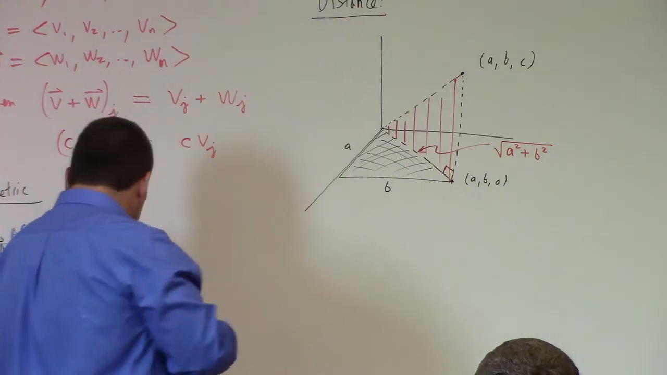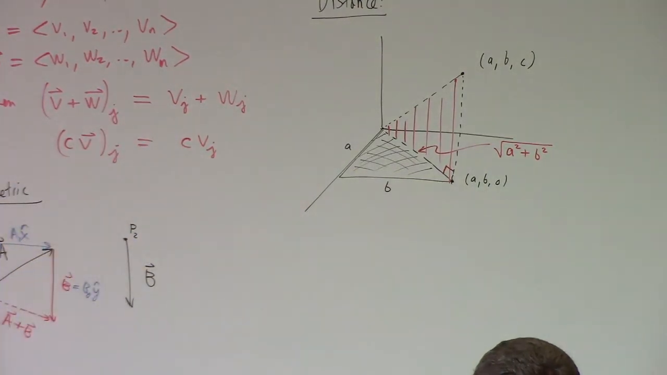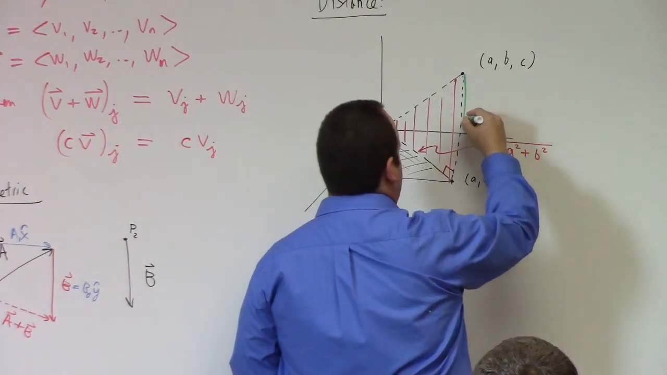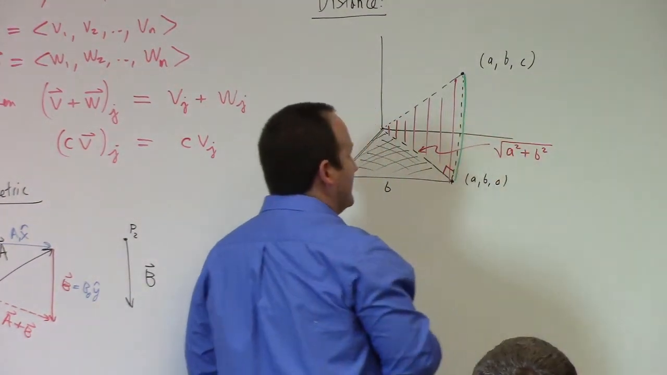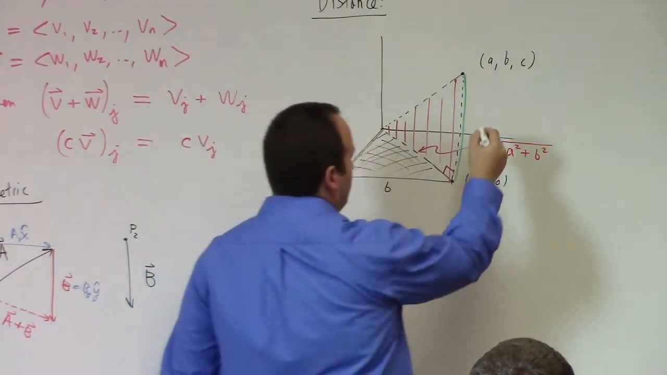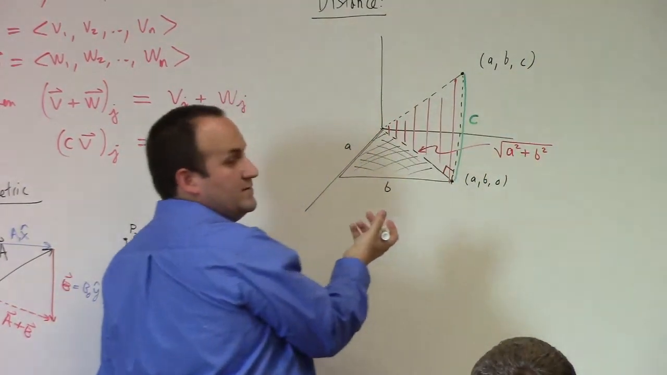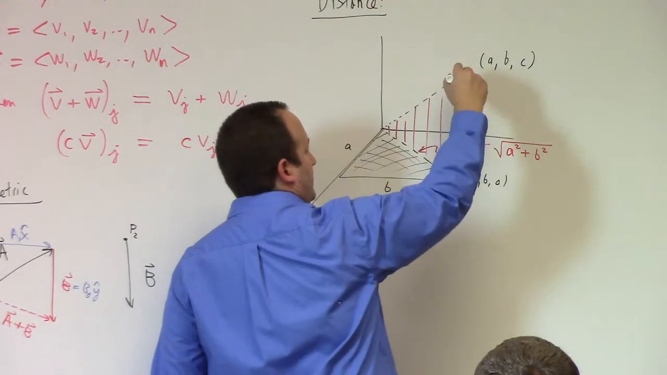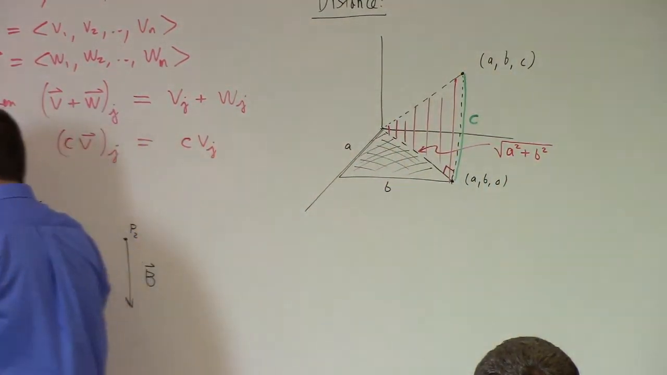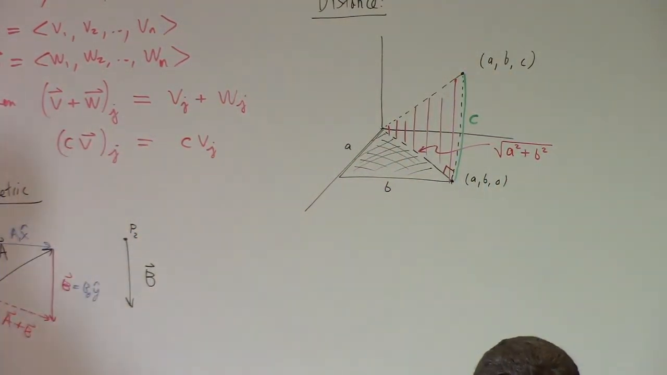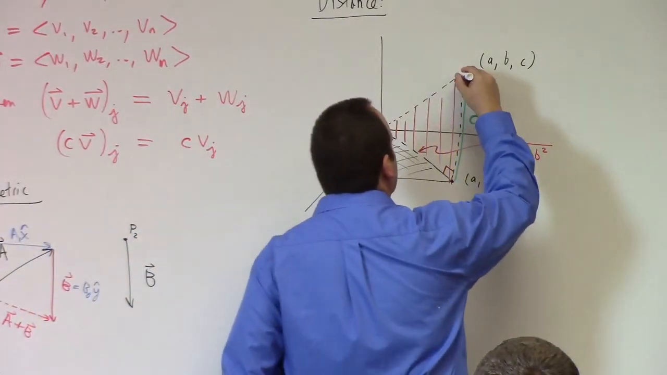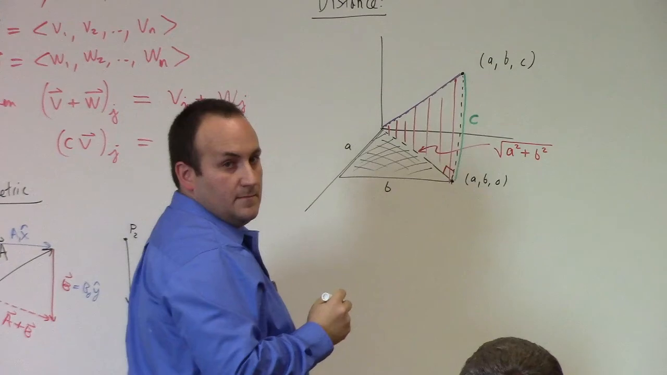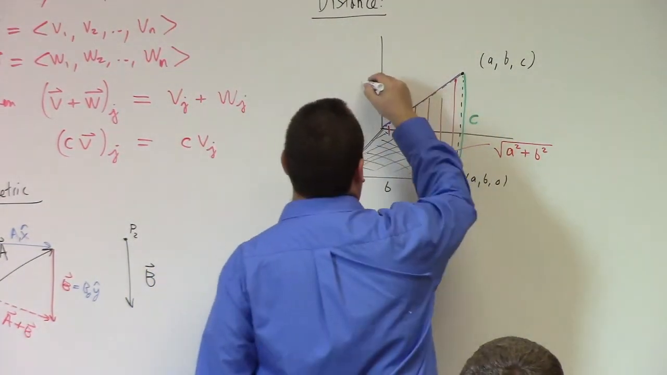So the green line I'm about to draw has length what? I haven't drawn it yet, so what am I supposed to tell you? And then I drew it. C, right? So look at the red triangle. What's the length of this hypotenuse? What's that length? Square root of A squared plus B squared plus C squared. Right.